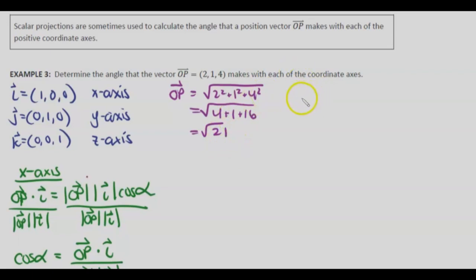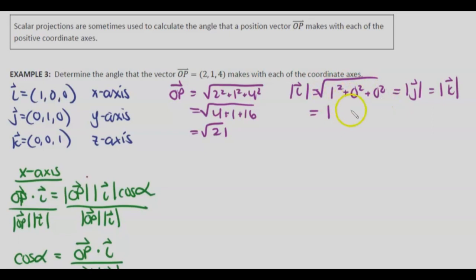Now, we're going to find the magnitude of vector I. It's going to be 1 squared plus 0 squared plus 0 squared. So root of 1 is just 1. And the magnitude of vector I is also going to be equivalent to the magnitude of vector J and the magnitude of vector K, because essentially we're just interchanging the 1 for the zeros here. Okay, so we have root 21 and then we have 1.